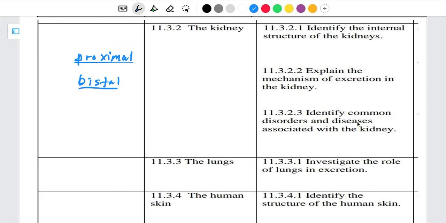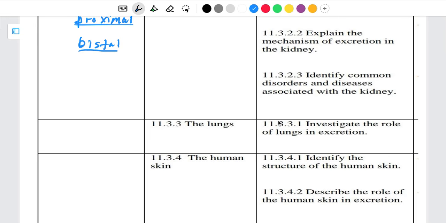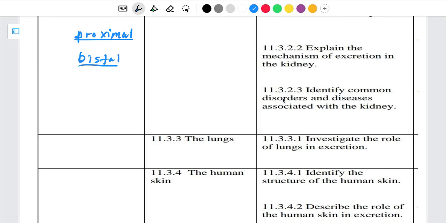Then another one, you have to identify common disorders and diseases associated with the kidney, like kidney failure, kidney stones, all those things. Then also the application of the dialysis machine as well as kidney transplant, because they can ask you to say what are the ways of managing disorders of the kidney, like using the dialysis machine as well as undergoing kidney transplant. All those things you have to know them.